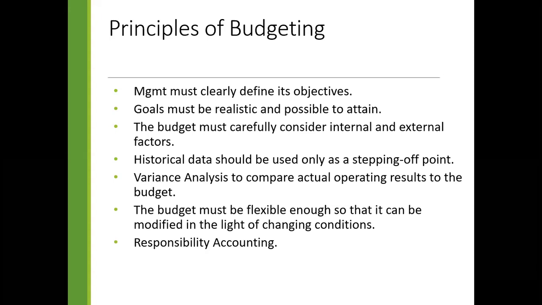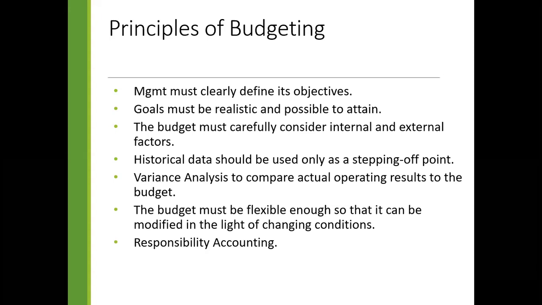Again, the variance analysis, this is when we're comparing actual results or actual data to what was budgeted. So we're looking at, for example, with our sales, what did we budget? What actually happened? With our costs, what did we budget? What actually happened? We're calculating a difference or a variance. The budget must be flexible enough so that it can be modified. Again, we're going to look at a flexible budget.